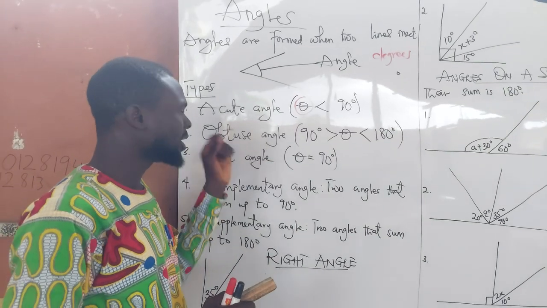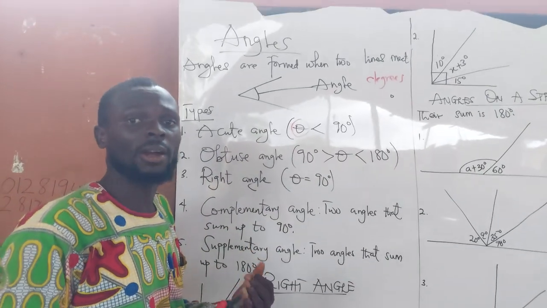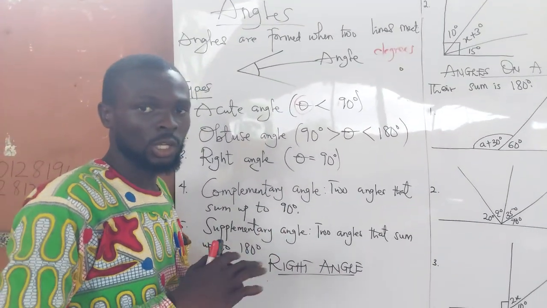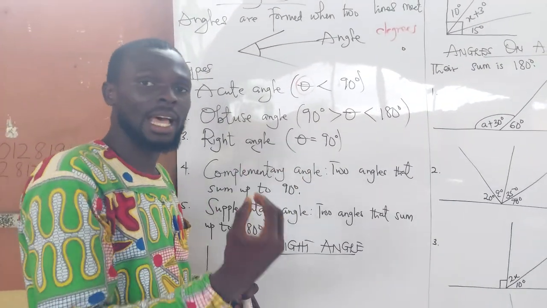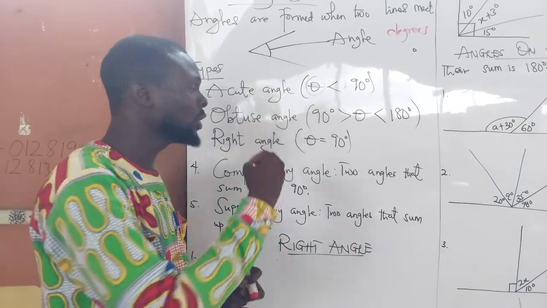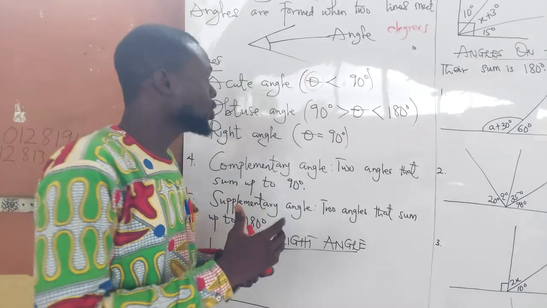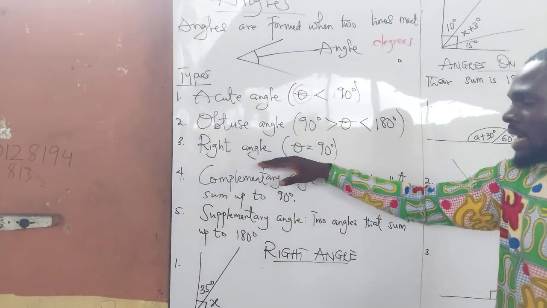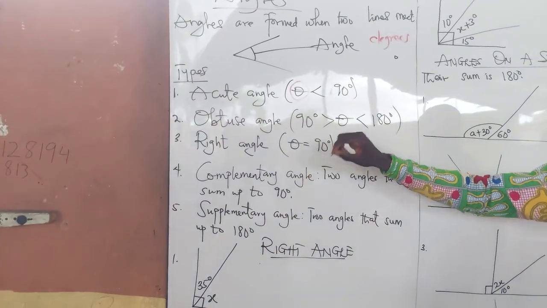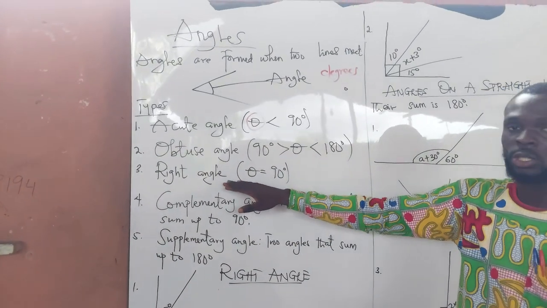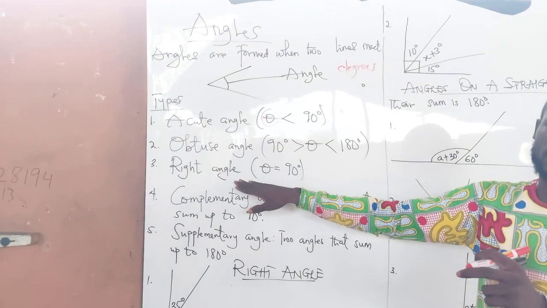Then we also have the right angle. With the right angle, theta is equal to 90 degrees. Remember we said theta is an unknown angle, so we use theta to represent any angle that we don't know. So a right angle is an angle that is equal to 90 degrees. That makes the angle a right angle.